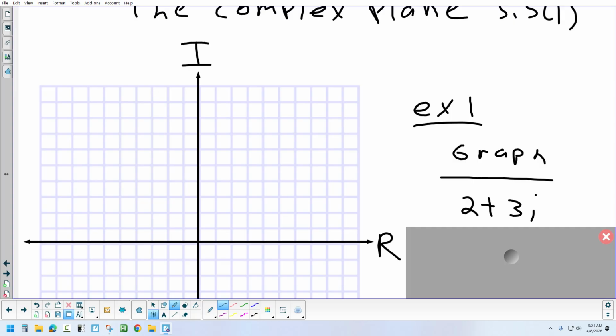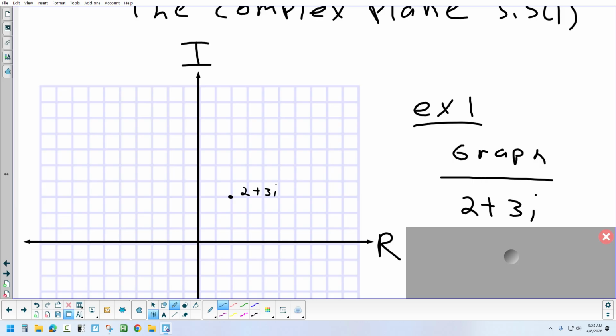So that means on the imaginary axis, you're going to move 3 units in the positive direction, because it's a positive 3. That's 3 units up. So 2 on the real, 3 on the imaginary, and that's how you graph the point 2 plus 3i.